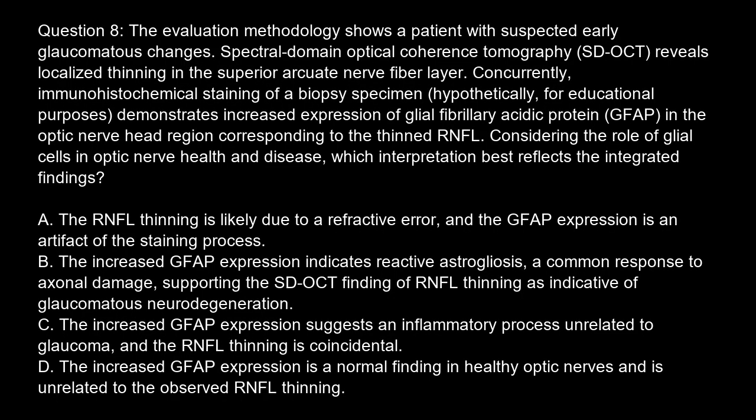Question 8. The evaluation methodology shows a patient with suspected early glaucomatous changes. Spectral domain optical coherence tomography, SDOCT, reveals localized thinning in the superior arcuate nerve fiber layer. Concurrently, immunohistochemical staining of a biopsy specimen, hypothetically, for educational purposes, demonstrates increased expression of glial fibrillary acidic protein, GFAP, in the optic nerve head region corresponding to the thinned RNFL. Considering the role of glial cells in optic nerve health and disease, which interpretation best reflects the integrated findings?